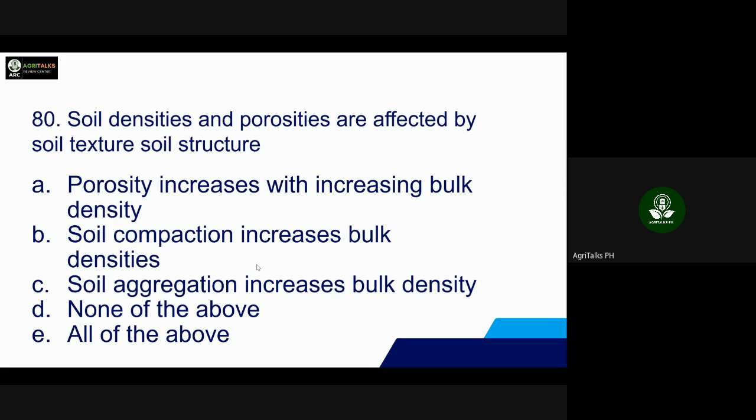That's correct. The more compact the soil, the bulk density becomes higher or increases. Letter C, soil aggregation increases bulk density. No, soil aggregation increases porosity. So that's wrong. The correct answer is letter B. Okay. So number 81.